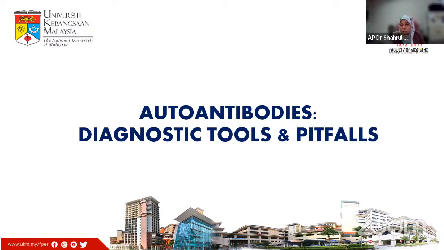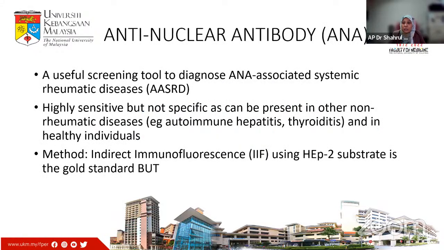Those pathogenesis points were just an introduction. Now I will go through the common autoantibodies that we usually send for screening of connective tissue disease. I'm sure that a lot of you have at least ordered an ANA in your life. This is actually a very useful screening tool to diagnose ANA-associated systemic rheumatic diseases.